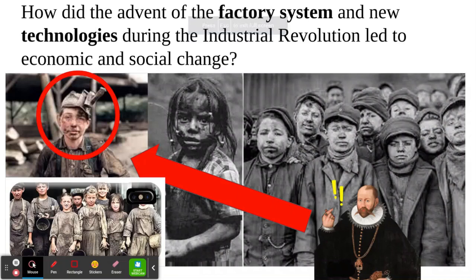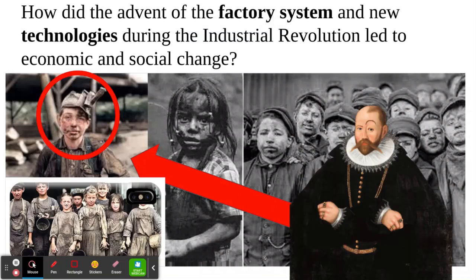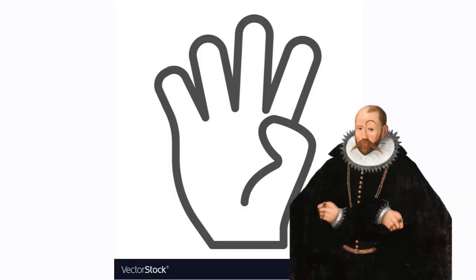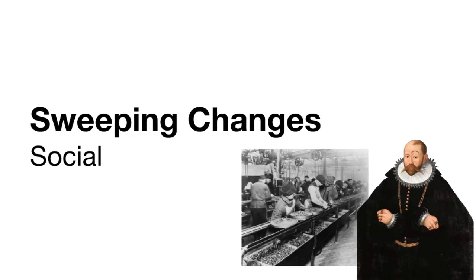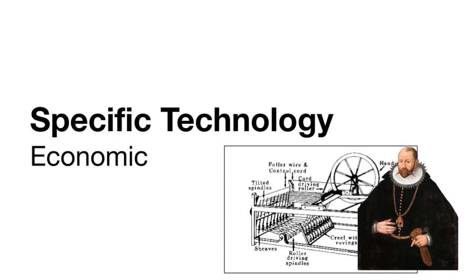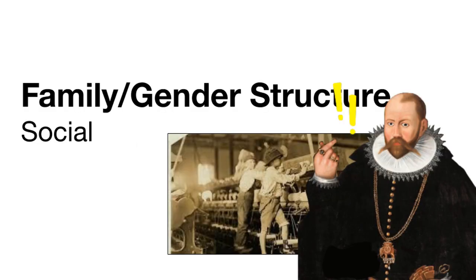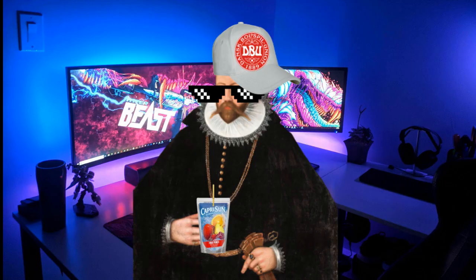How did the advent of the factory system and new technologies during the Industrial Revolution lead to economic and social change? Well, you see, there's four different parts to that question. Sweeping economic change, sweeping social changes, specific tech, and family and gender structure. So let's just jump into it with specific tech.